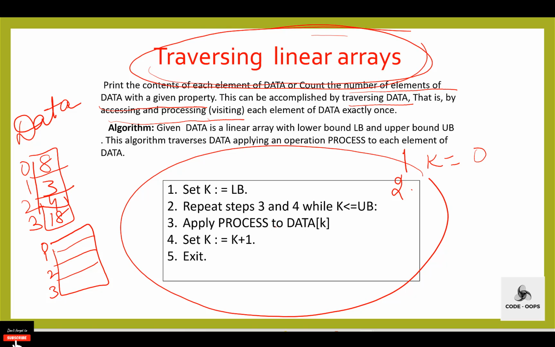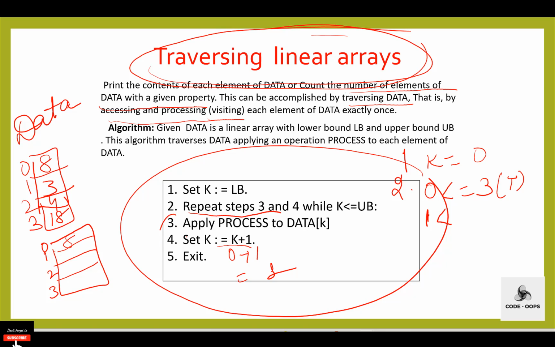Then repeat steps 3 and 4 while k is less than or equal to the upper bound. Now the value of k is 0. 0 is less than or equal to the upper bound. Value of upper bound is 3. 0 is less than or equal to 3. The condition is evaluated to be true. Then apply process to data of k. Data of 0, the element at index 0, is 8. 8 is to be printed onto the screen. Then k is equal to k plus 1. k is 0, 0 plus 1 is 1.